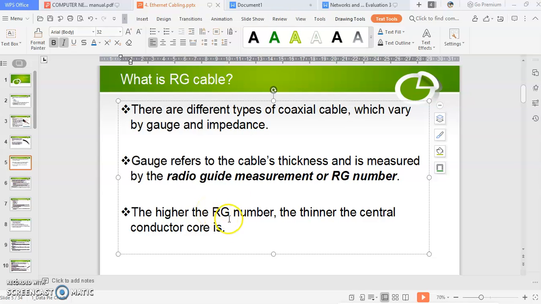Also remember that the higher the RG number, the thinner the central conductor is. Meaning, if it's a normal electrical wire, like power supply wires and extension wires, the lesser the number, the bigger the wire. But in coaxial cable, the higher the number, the thinner the conductor, the copper wire. Meaning it becomes thinner and smaller.